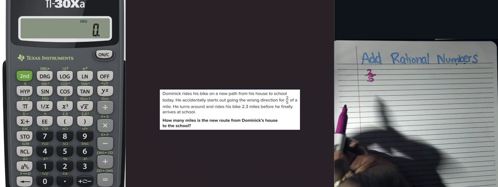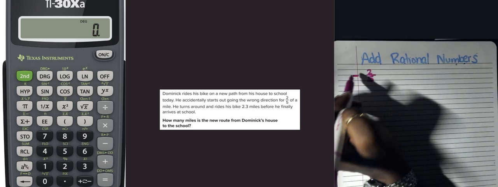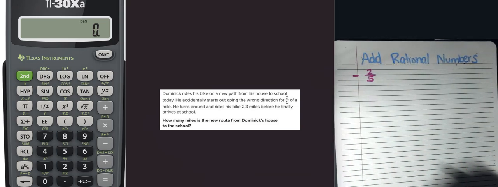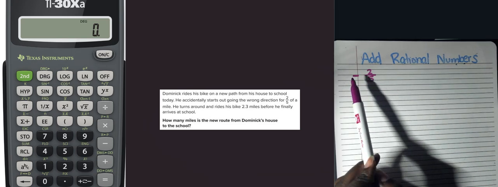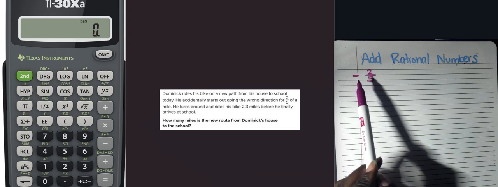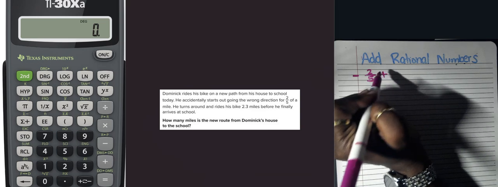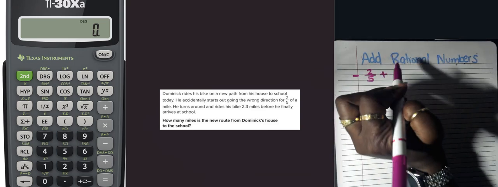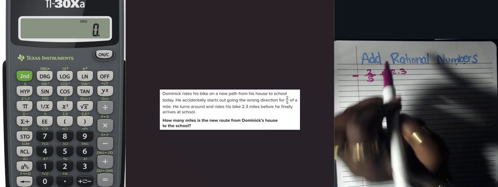But remember, he was going in the wrong direction. So we're going to make that negative. Remember, we can have positive and negative values, and we can still set it up as an addition problem. What we're saying is we're going in the opposite direction of the positive side. So that's what we're comparing it to. So we have 2/5, but he was going in the wrong direction, so we're going to put a negative in front of that. And we are going to add in the correct direction, which was 2.3.